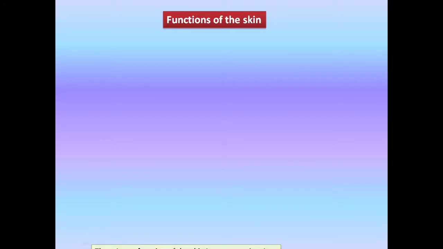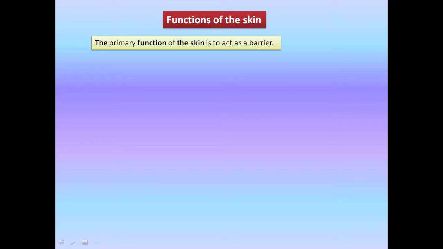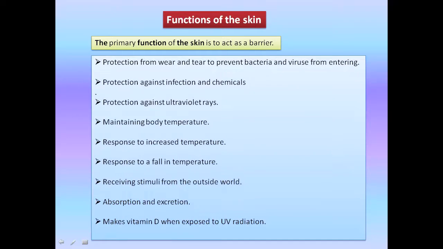Now, what are the functions of the skin? The primary function of the skin is to act as barrier, and the rest of the functions are: it gives protection from wear and tear, prevents bacteria and viruses from entering, then protection against infection and chemicals, protection against ultraviolet rays, maintaining body temperature, response to increased temperature, response to a fall in temperature, receiving stimuli from outside world, absorption and excretion, makes vitamin D when exposed to UV radiation.